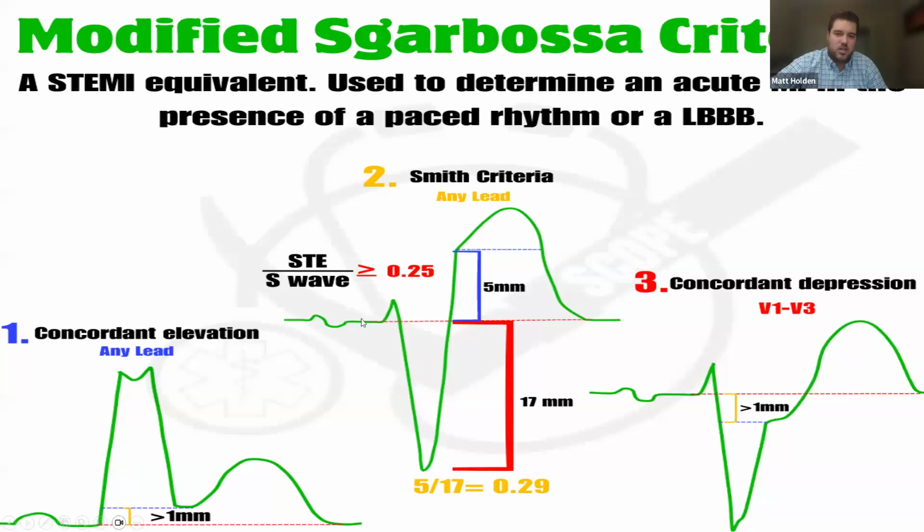But this is where it kind of changed. Back in the day, any ST elevation over 5 millimeters was really, really bad, and that was considered a STEMI at that point. Dr. Stephen Smith came in and realized it's all about proportionality. So you take your ST elevation, which is right here, 5 millimeters on this imaginary thing I drew here, and you divide that by your S wave, which is 17 millimeters here. Now, if it is greater than or equal to 0.25, then it's considered a STEMI. So 5 divided by 17 is 0.29, and you should be really worried about some kind of STEMI associated with this patient.